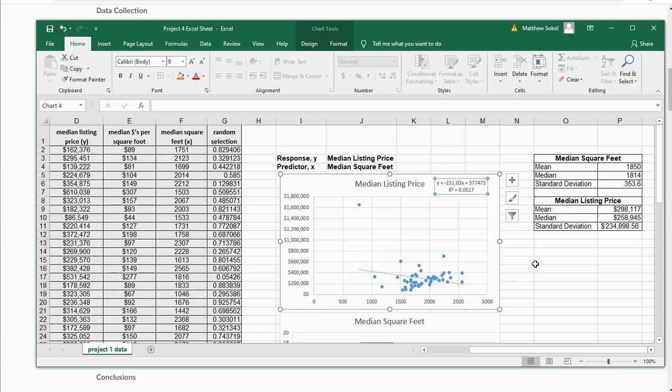And it looks like the slope is negative, which is not what we would expect, right? Because a negative slope here implies that as you increase the square footage of a house, its selling price goes down, which is not really realistic. And then the R squared value here is incredibly low. I also want to show you next how you find the correlation coefficient on here.